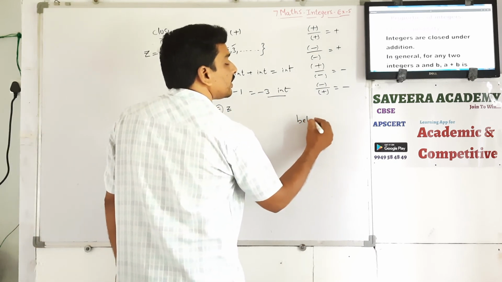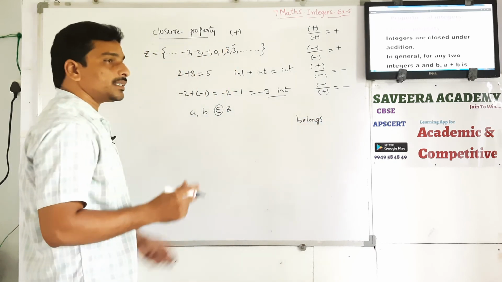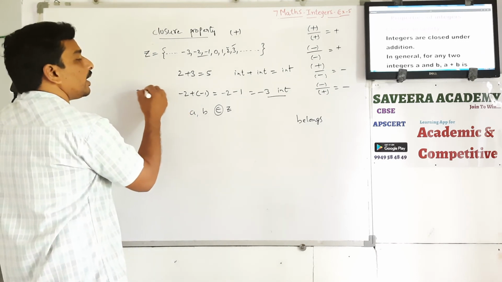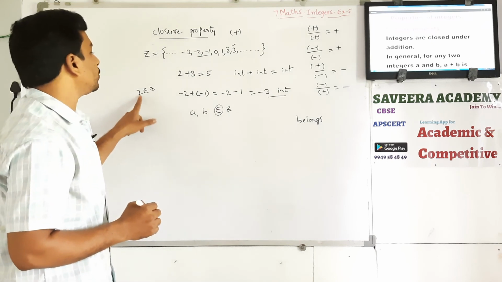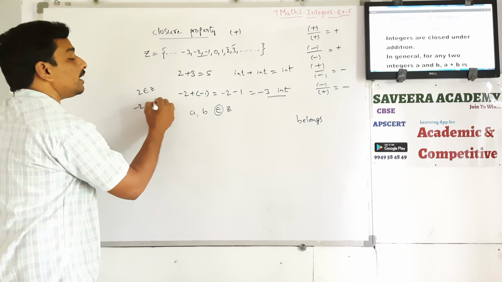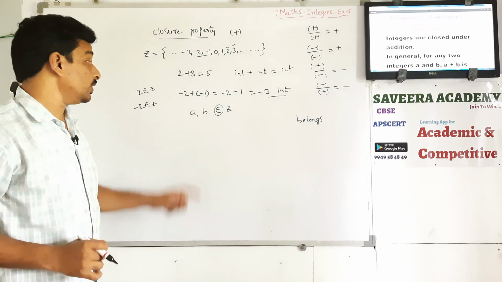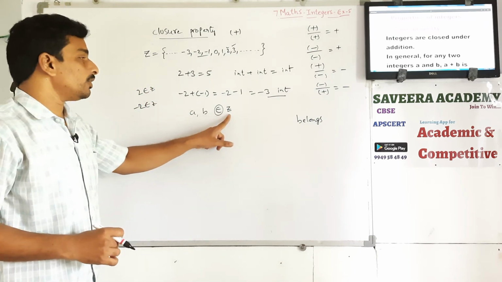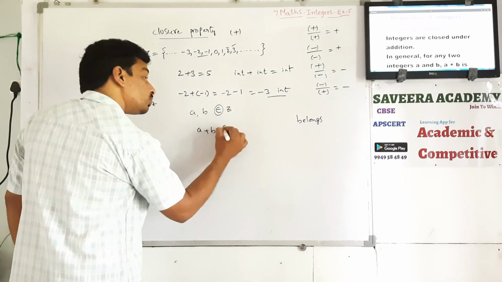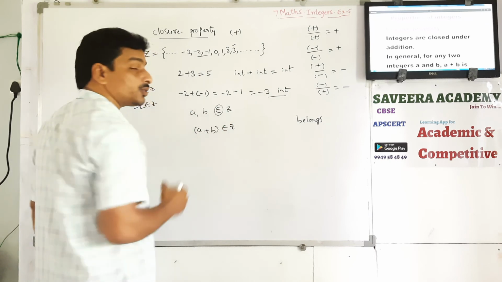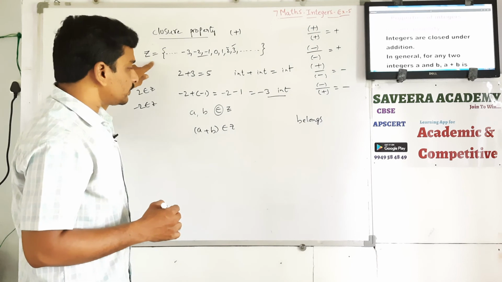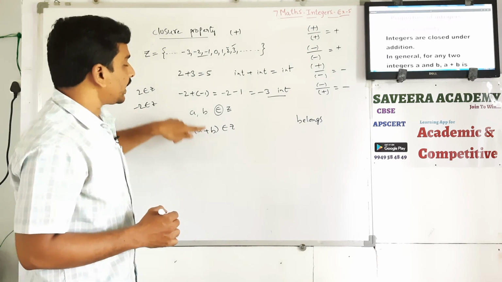This symbol is called belongs to, you have to read. Belongs to means that it is an element in that set. So suppose here you write 2 belongs to Z. 2 is an element, a number in set Z. Next, suppose minus 2 is an element in set Z. Like that we have to use. If A and B are 2 integers in set Z, and A plus B also belongs to Z, then we say that the set of integers follows closure property under addition.